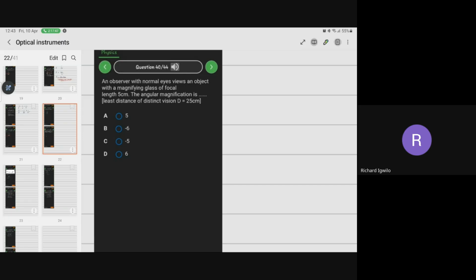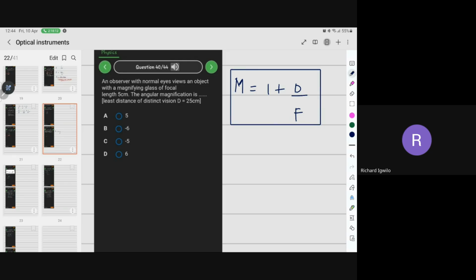Now there's a formula we know. I don't think I showed us that particular formula, connecting your least distance of vision and your magnification. So this should work: M is equal to 1 plus D all over F. There should always be a formula for these things. I will check for the other one as well, please, and get back to us on that.